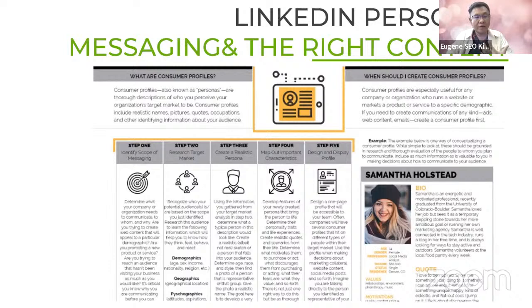So the objective is, when we have this persona, we will be able to identify our scope of messaging. We will be able to map out certain characteristics, and then we will write to them so that they will feel they belong, right? When you write to them and they feel they belong, then they will know that you are writing to them. They feel that your marketing message is very personalized.